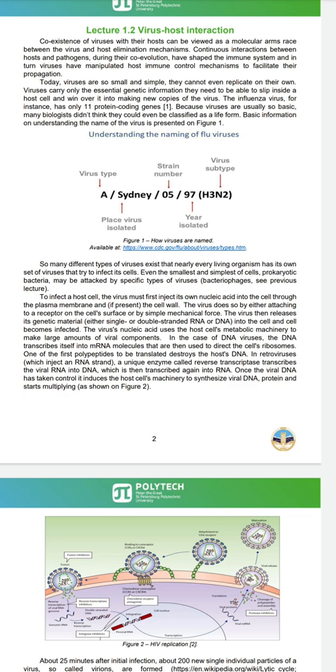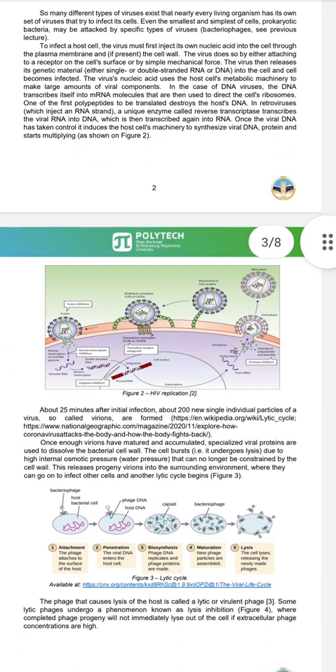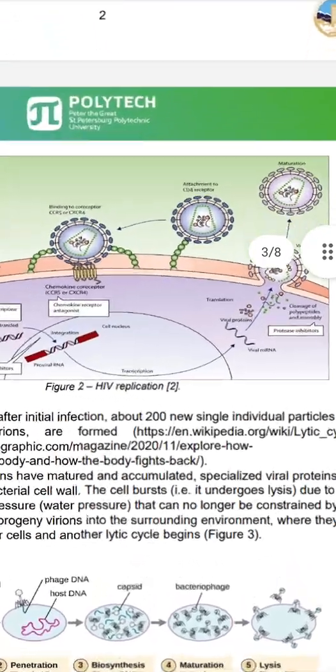In retroviruses, which inject an RNA strand, a unique enzyme called reverse transcriptase transcribes the viral RNA to DNA, which is then transcribed again into RNA. Once the viral DNA has taken control, it induces the host cell machinery to synthesize viral DNA and protein and starts multiplying, as shown on figure 2. Figure 2 is about HIV replication.